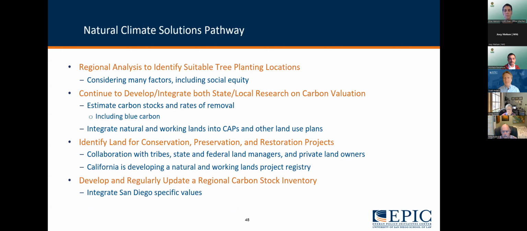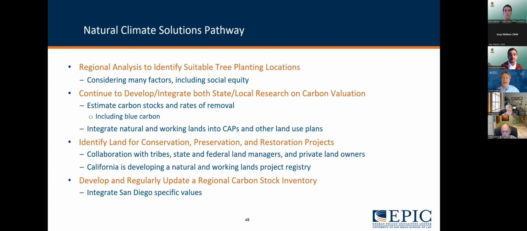Okay, final slide, natural climate solutions. Some opportunities that we've identified, for example, is a regional analysis to identify suitable tree planting locations, considering many factors like social equity, continuing to develop and integrate state and local research on carbon valuation. There's been some really great work done in our region to better understand how much carbon is stored in our landscapes and our ecosystems, and it's a more locally relevant set of rates and data. And so we think we can continue to improve those estimates and do more regular estimates.